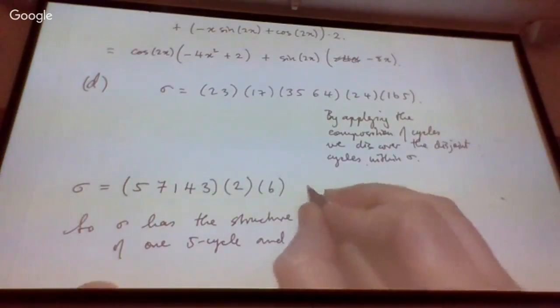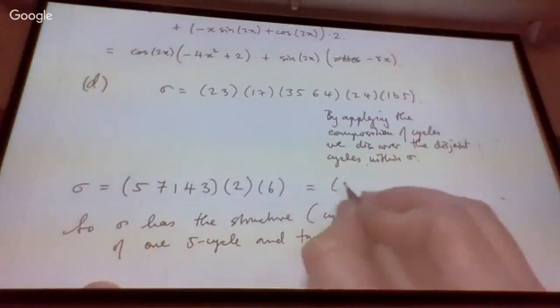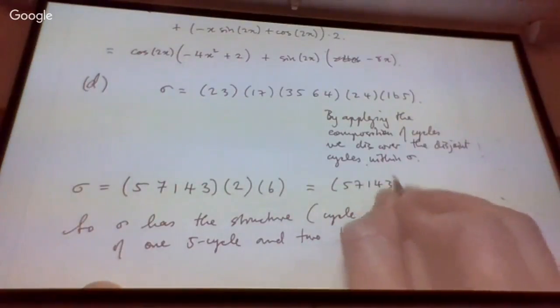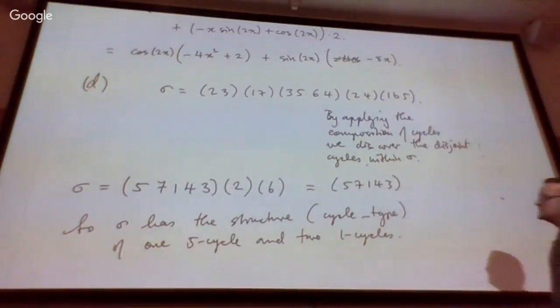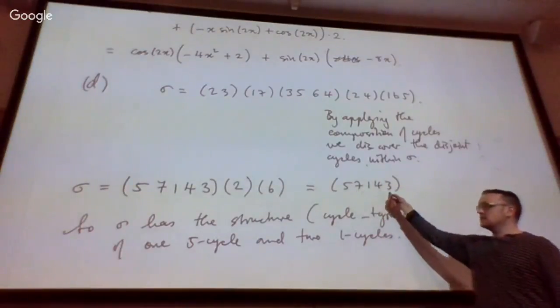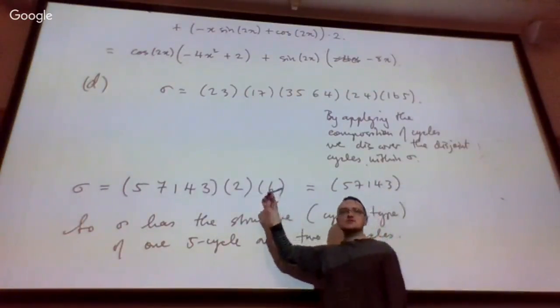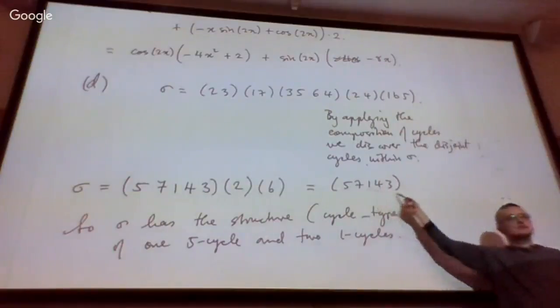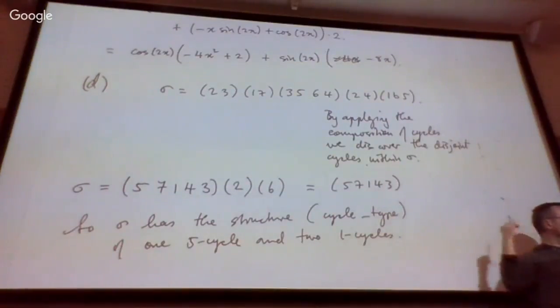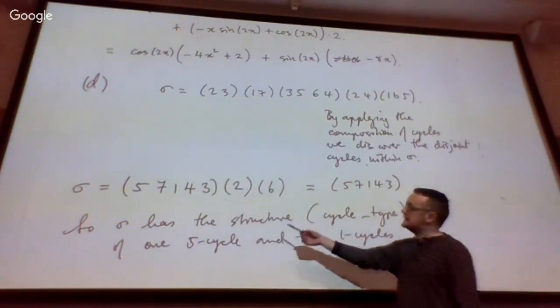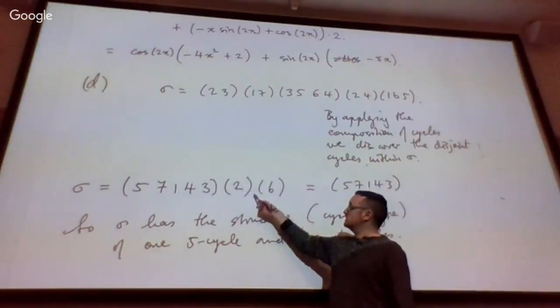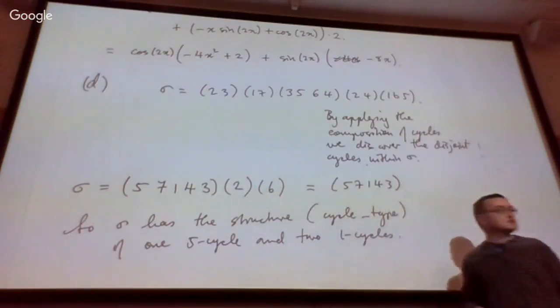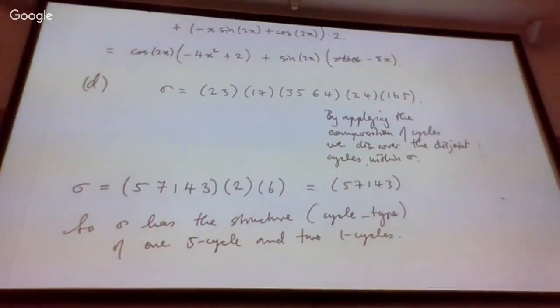If you get it to this kind of thing, you could also indicate that by convention the trivial cycles can be dropped. Because it's understood that the action of this cycle is to fix 2 and 6, because 2 and 6 aren't mentioned. So specifying separately the trivial 1-cycles isn't necessary. Yeah, so that's also a good point.